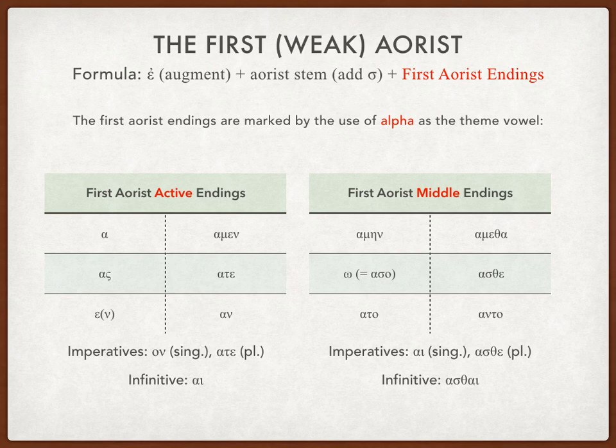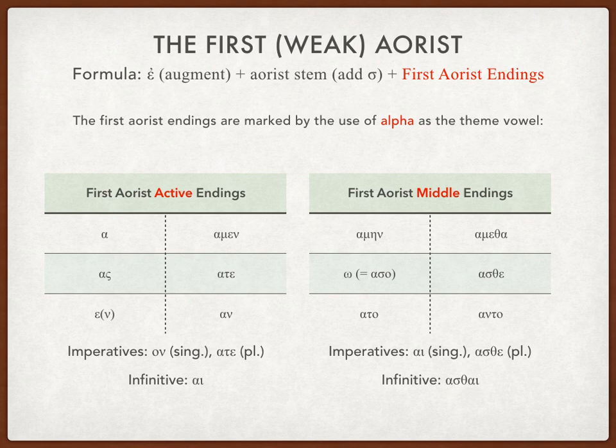So the first aorist active endings for verbs that stay in the active voice will be a, as, e, or sometimes n, sometimes nu gets added at the end of the third singular. Amen, ate, an. I'm going to read through this one more time so you can hear the pattern here. A, as, e, amen, ate, an.